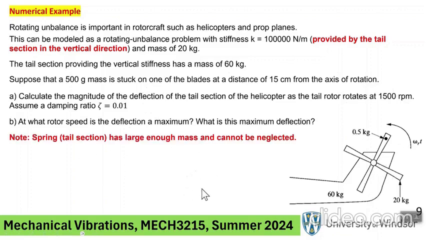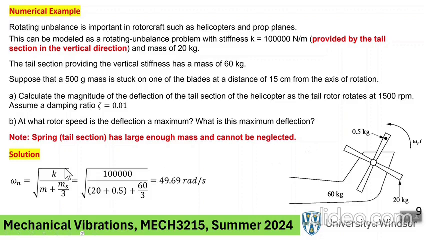Now, one thing is, hopefully, we can see that this tail section is kind of heavy, 60 kilograms. So we cannot ignore the mass of this spring. This tail section is acting as a spring. We cannot ignore its mass, and we know, based on the stuff that we did about 10 days ago, how to account for the 60 kilogram mass of the spring. We take a third of it and add it to the mass that is being modeled oscillating up and down.